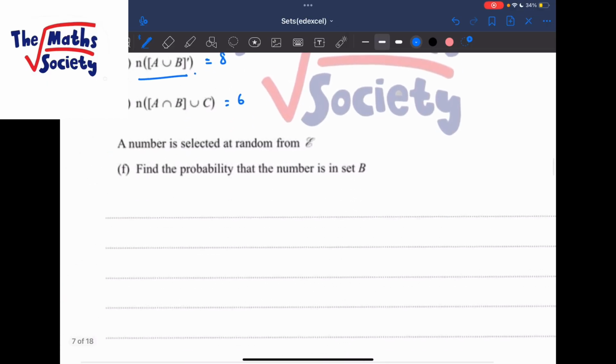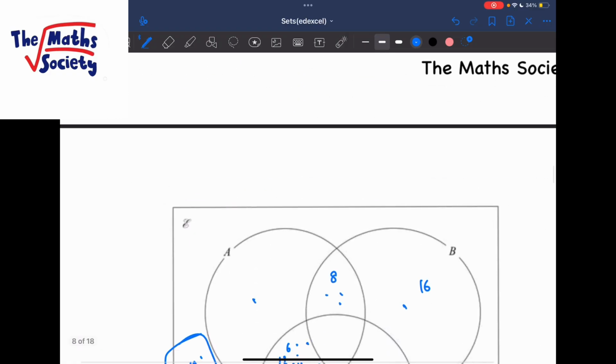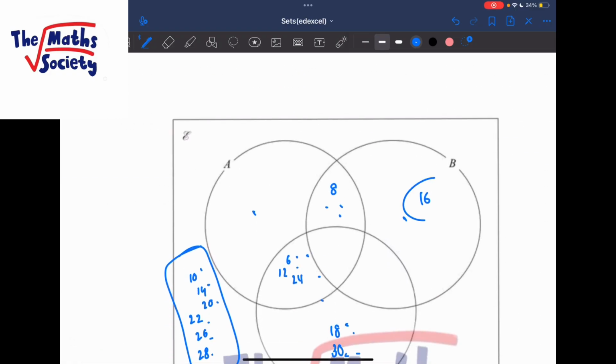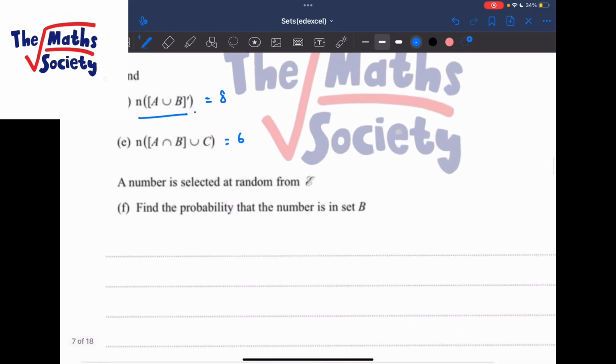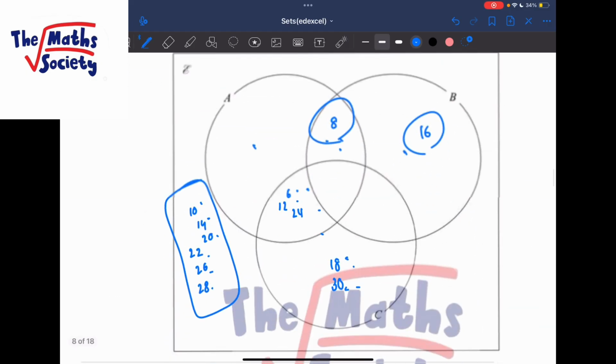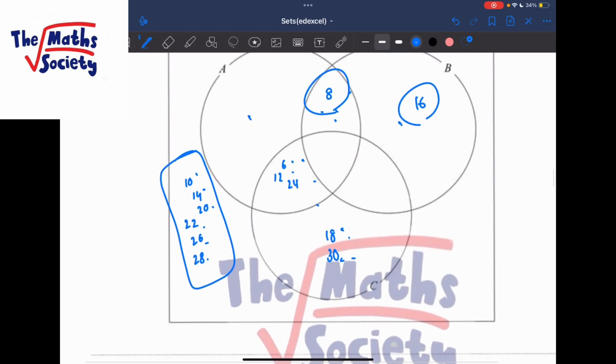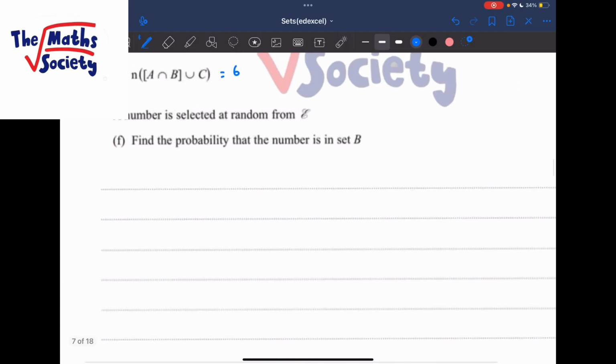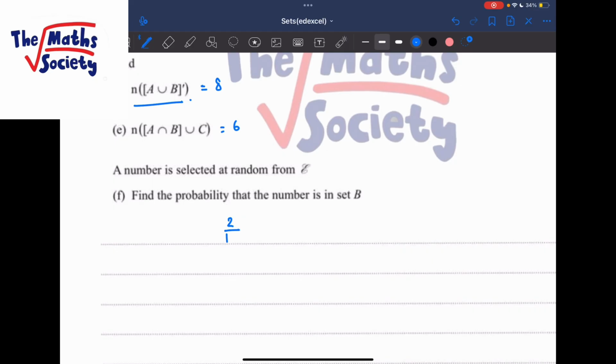A number is selected at random from the universal set. Find the probability that the number is in set B. In set B, we have 2 numbers, which are 16 and B, right? So out of the total, how many total numbers are there? 1, 2, 3, 4, 5, 6, 7, 8, 9, 10, 11, 12, 13. You have 2 chances, so that's just going to be 2 by 13.